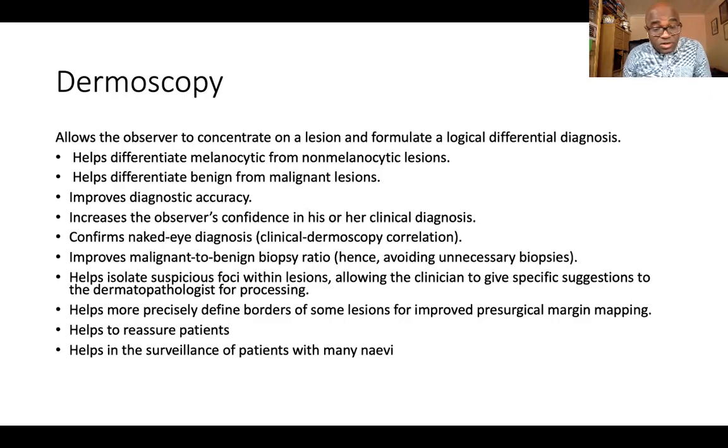Precise borders, you can also use this to reassure patients. It's just similar to having a stethoscope. A patient tells you, I've got a cough, and then you listen to the chest and you say, look, I've listened, it's clear. In the same way, I've looked through the dermoscopy, I can't see any features I'm worried about, therefore I can reassure you. Using surveillance as well.